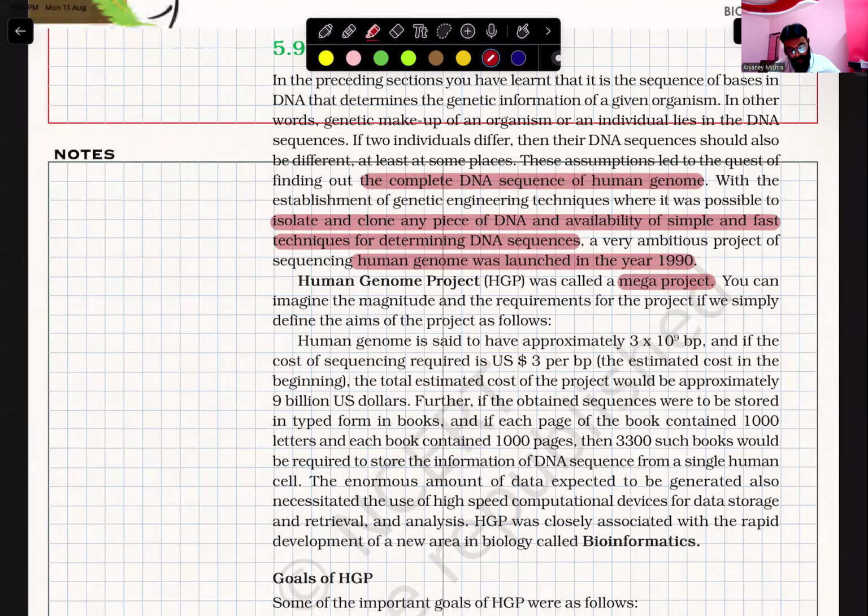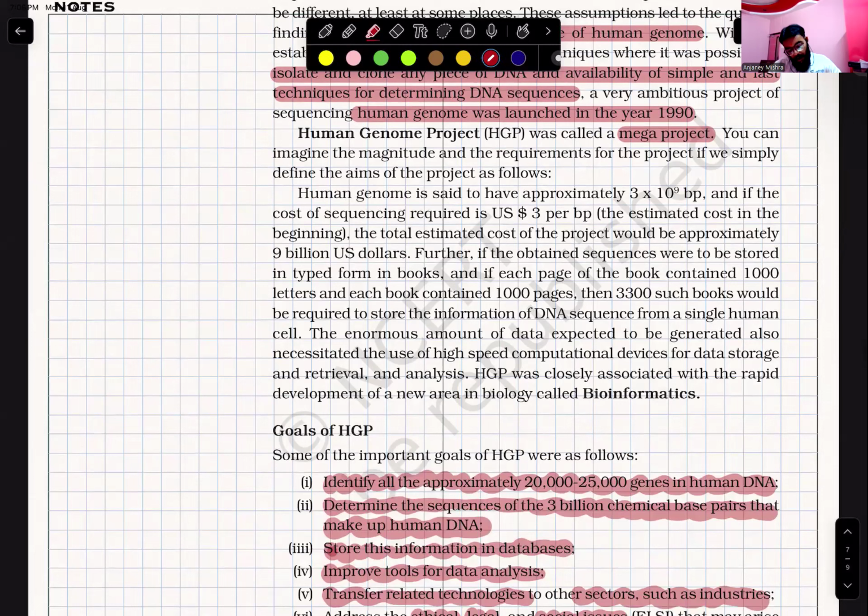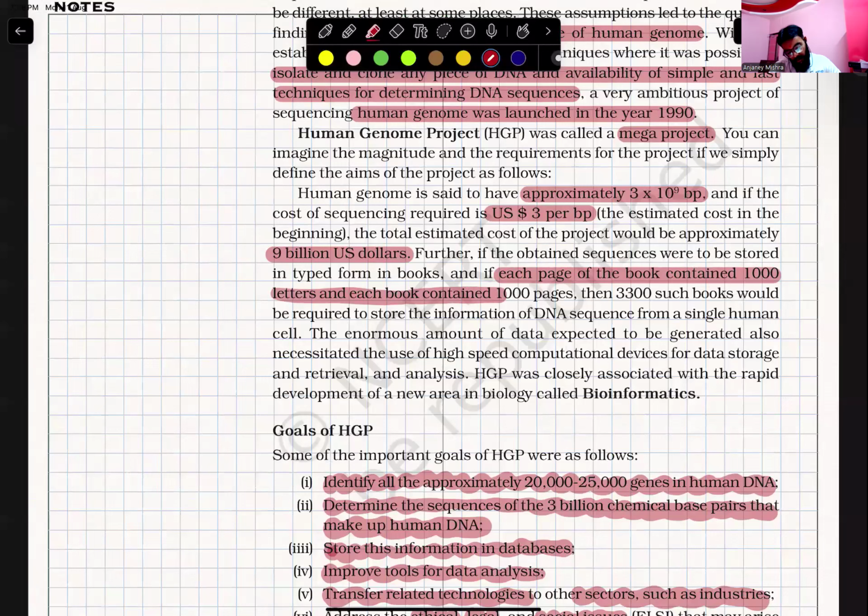This word is important. Remember it. Not micro, not nano, not macro, anything like that. It is mega project. You can imagine the magnitude by the following. Human genome is said to have approximately 3 into 10 to the power 9 base pairs. If every base pair cost $3, the project would cost somewhere around 9 billion US dollars. If the sequence were to be stored in a book containing 1,000 letters per page and 1,000 pages per book, 3,300 such books would be required to store the information from a single genome. An enormous amount of data was expected to be generated, requiring use of high-speed computational devices for data storage.